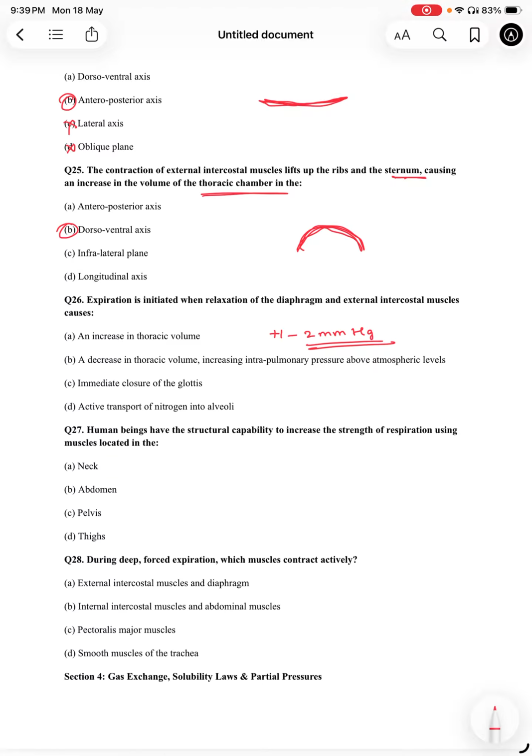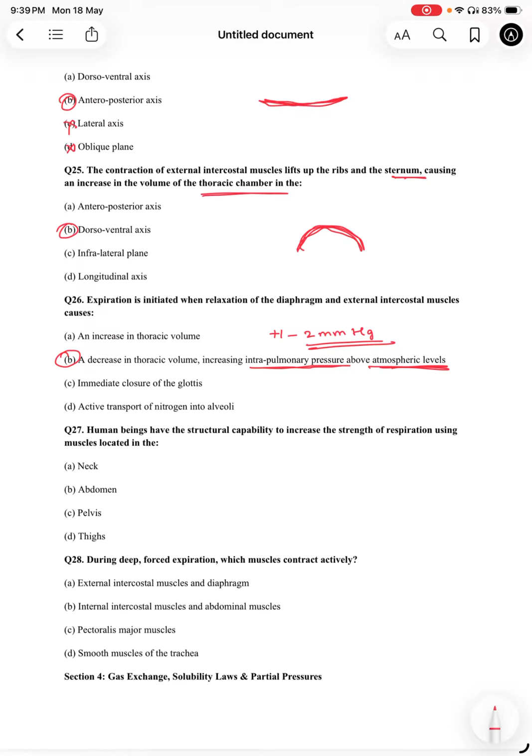So there should be a decrease in the thoracic volume, right? This compresses the gas inside, correct? So there should be a decrease in thoracic volume, increasing the intrapulmonary pressure above the atmospheric levels.